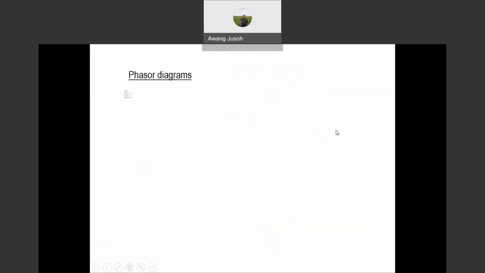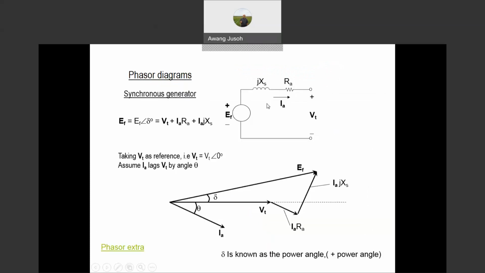Okay, now we go to the synchronous motor. What is the difference between synchronous motor and synchronous generator? We have the same circuit diagram, but because it is a motor, the supply is coming from the V terminal now. V terminal is our supply, and it will drive the motor shaft. That means the current must be reversed now. IA, instead of coming from EF, comes from the V terminal.